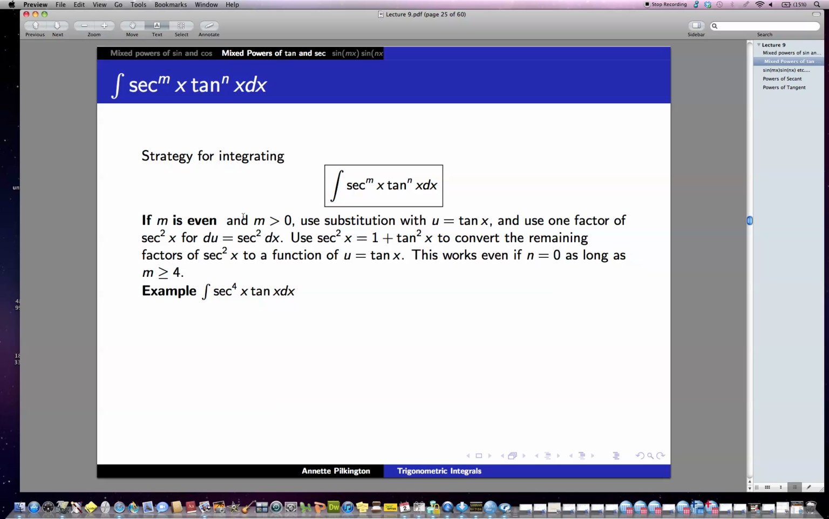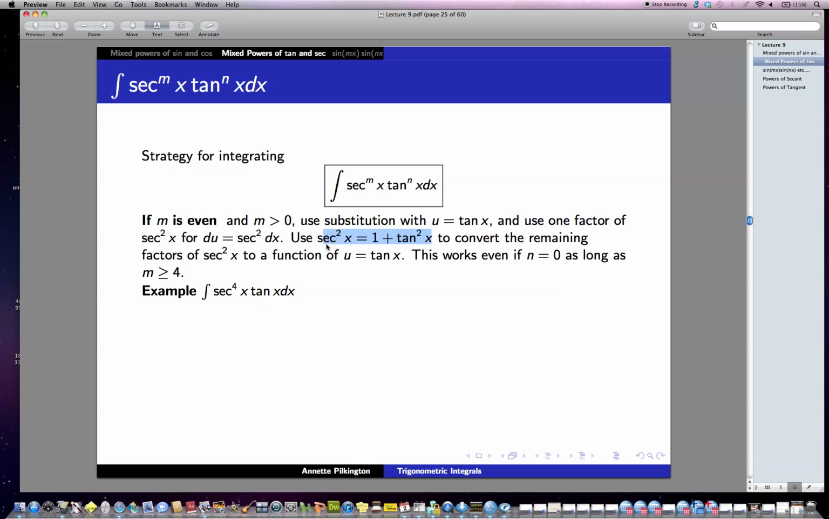Suppose I want to integrate secant to the power of m times tangent to the n dx. This is a rather scary looking integral. If m is even, that means I can split off a secant squared. And remember that the derivative of tangent is secant squared. So I could try the substitution u equals tangent of x. And we also have this formula relating secant squared to tangent squared. Secant squared is 1 plus tangent squared.